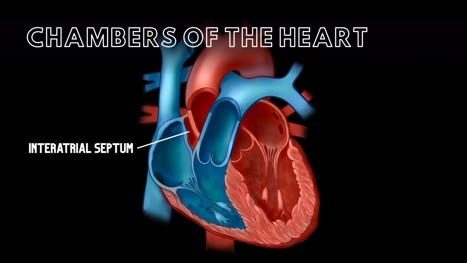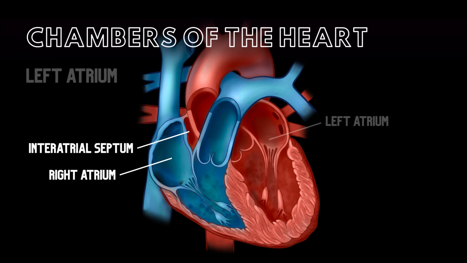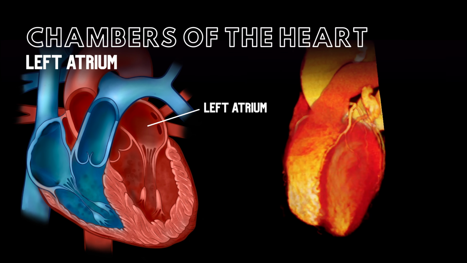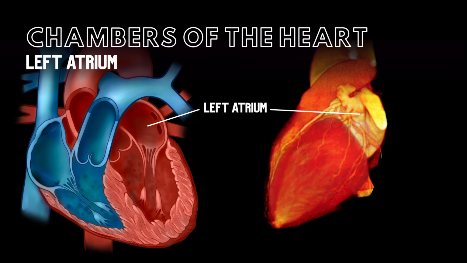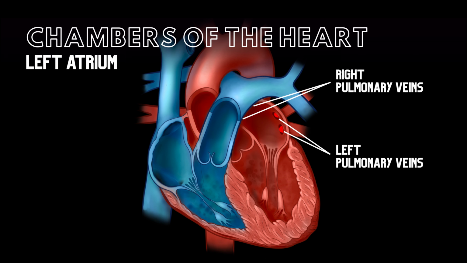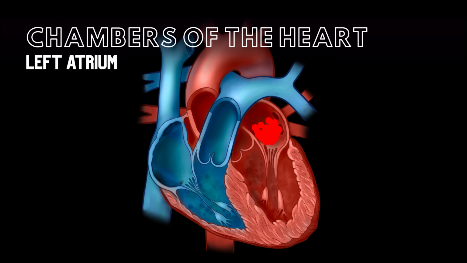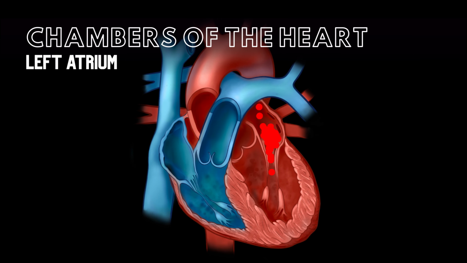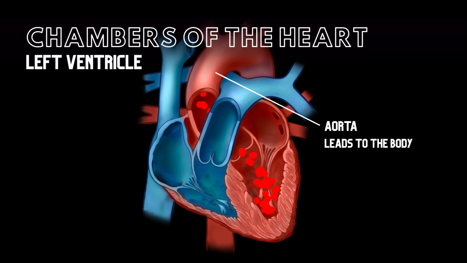The interatrial septum separates the right atrium from the left atrium, which makes up most of the base of the heart. It's smaller and has thicker, smoother walls than the right atrium, with 4 openings that deliver oxygenated blood from the lungs. When the atria contract, the left atrium pumps blood into the left ventricle, which then contracts to send blood out to the body.